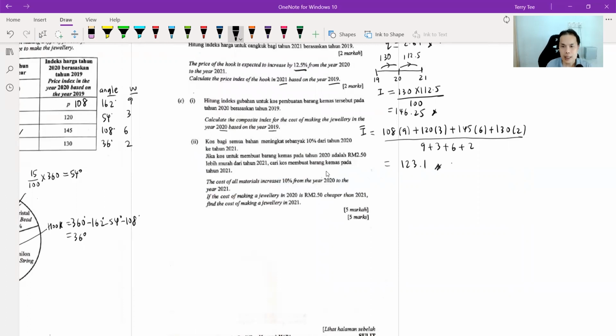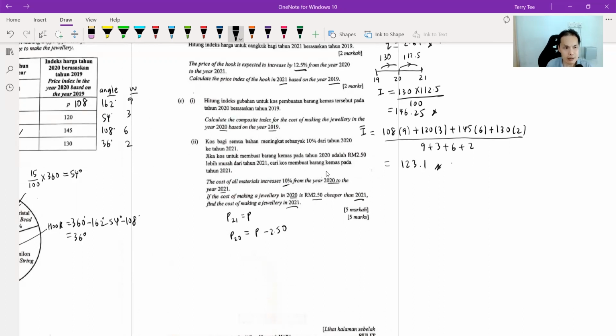Okay, now, last part. The cost of all materials increases by 10% from 2020 to 2021. If the cost of making the jewelry in the year 2020 is 2 ringgit 50 cents cheaper than 2021, find the cost in 2021. So here's the thing, the cost in 2021, we don't know. But we know the cost in 2020 is whatever it is in 2021, but cheaper. So you minus 250. Now I know if you put the superscript, subscript, it's a bit confusing. So maybe I just call it P. You can call it C, cost, if you like. So this is 2 ringgit 50 cents cheaper. So whatever P value I have, I must minus 250.